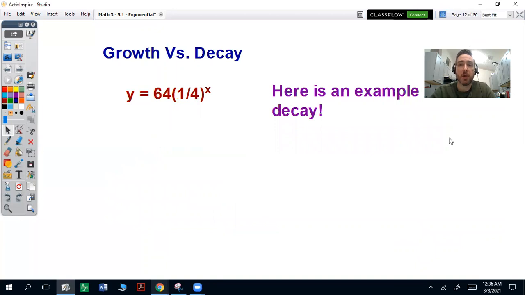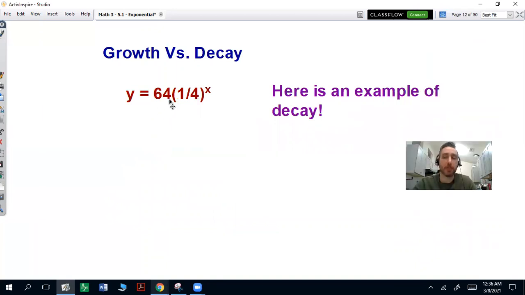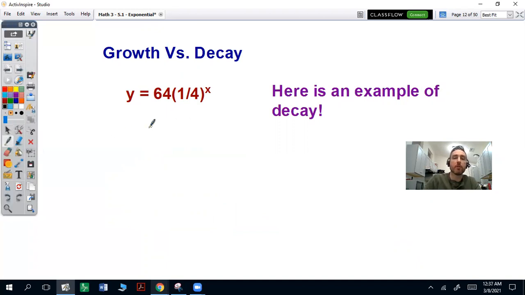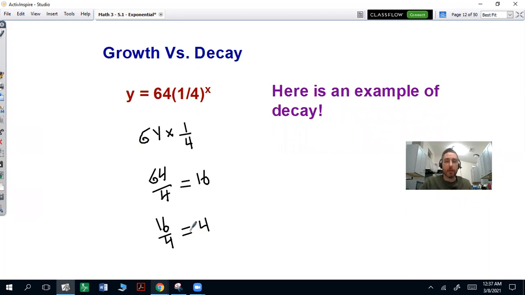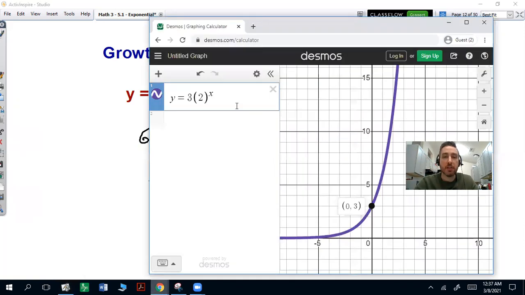So take a look at this problem here. Let's say your starting amount is 64, and you're multiplying by 1/4. Well, 64 times 1/4 is the same thing as 64 divided by 4. Well, that's getting smaller. That's 16, and then 16 divided by 4 is going to be 4, and 4 divided by 4 is going to be 1. So each time you increase, it's going to decrease in value, and that's a decay. So that's going to look like this.